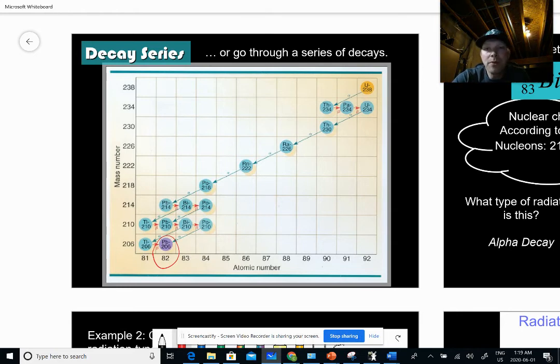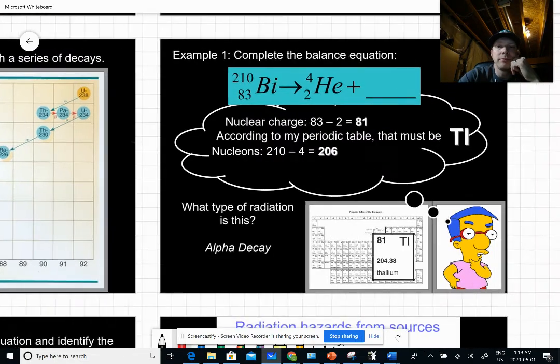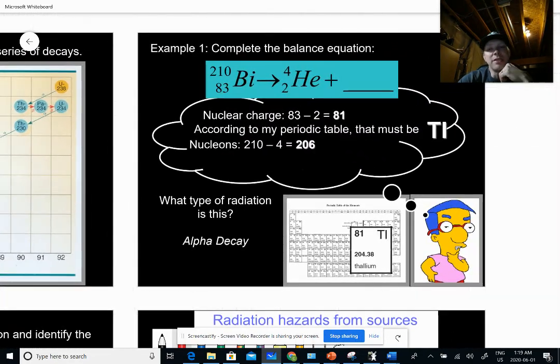But we know that for alpha decay, the mass number is going down each time. And for beta decay, the mass number is staying the same because you're just going from a proton to a neutron or a neutron to a proton. So that number is staying the same, right? So these ones that are going across here are all beta decays, and these ones that are going down are all alpha decays in here. Okay. All right, so just a couple of examples, and then that'll be it for today.